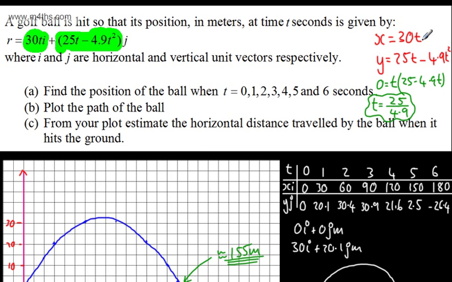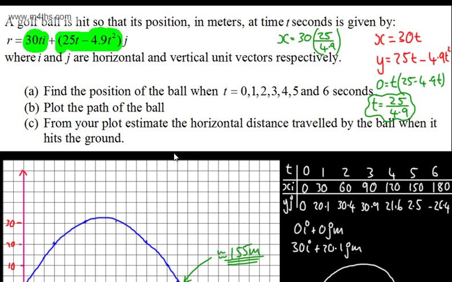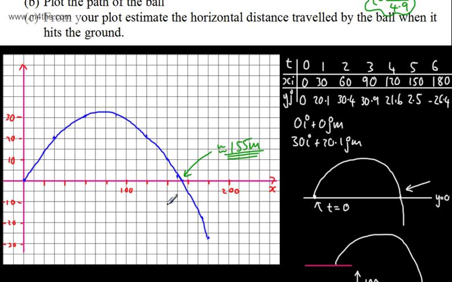So x gives us 30t, so we can say that the x coordinate, or if you like the position in terms of i, is going to be 30, and then we're going to have 25 over 4.9. We weren't asked to do this, we were asked to do it from the sketch. But if we wanted to find the exact distance, or if you like the range, we could say that's 30 times 25 over 4.9, and that will give us the value. So what's that give me? 153.06. So that would be just there.